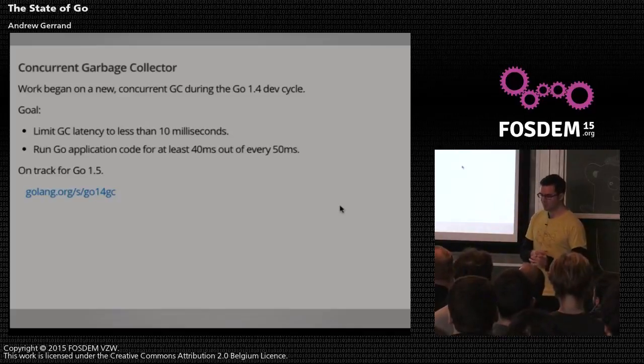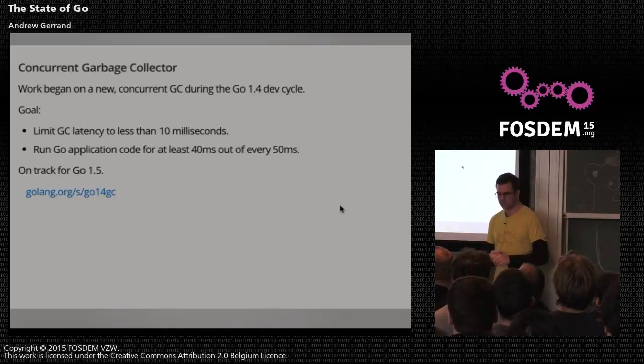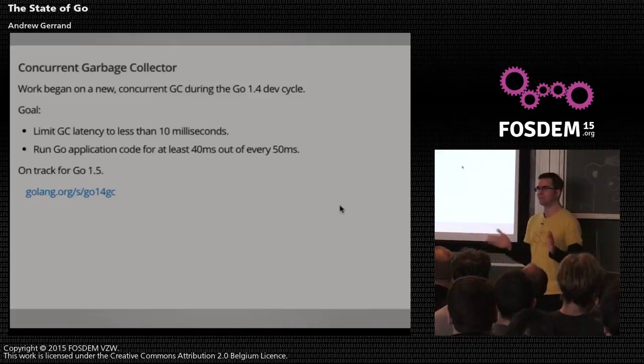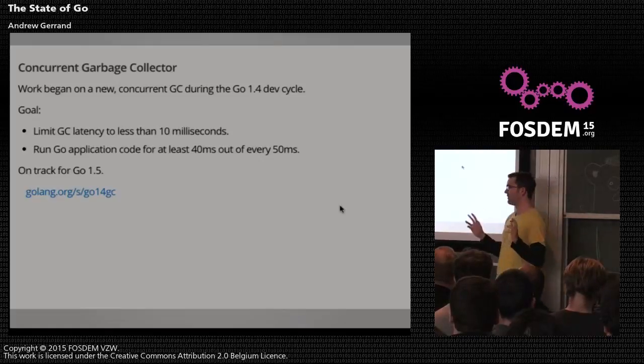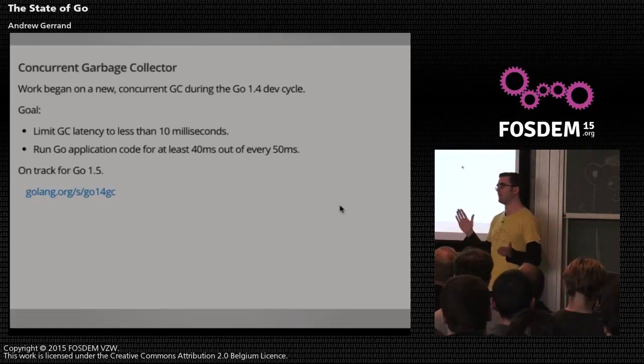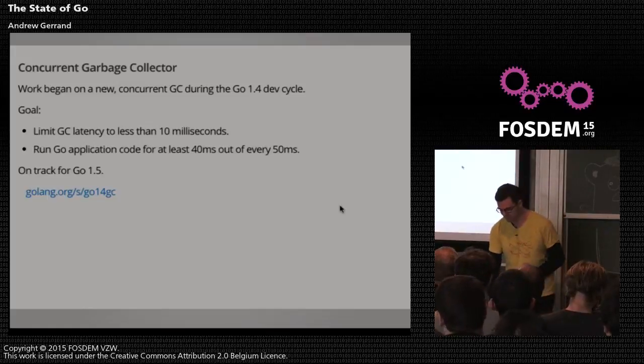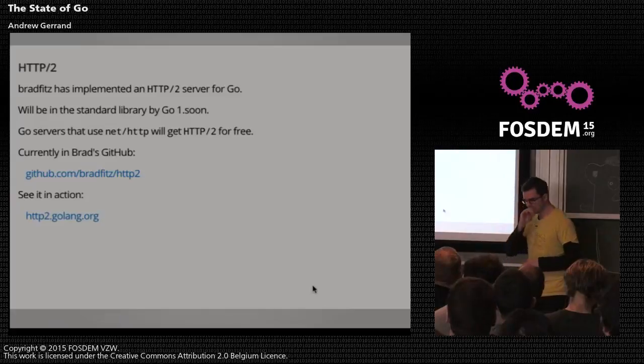Also in 1.5, we'll see a new concurrent garbage collector whose work's been going on for a while. Basically, the upshot of that is we'll have Go programs that are guaranteed to only pause for, say, up to 10 milliseconds on modern hardware. And it means that your Go program will be running 80% of the time in a sort of guaranteed fashion. So we're setting an upper bound on the pauses, so that'll be really nice for more interactive applications.